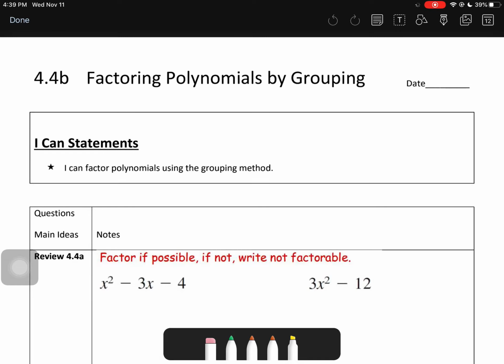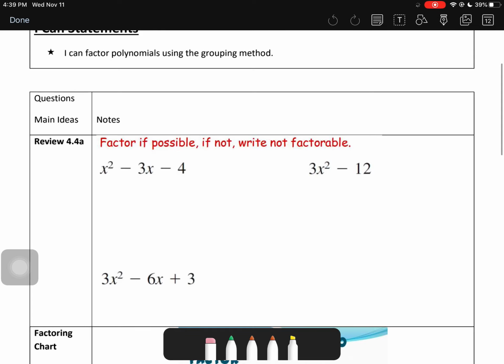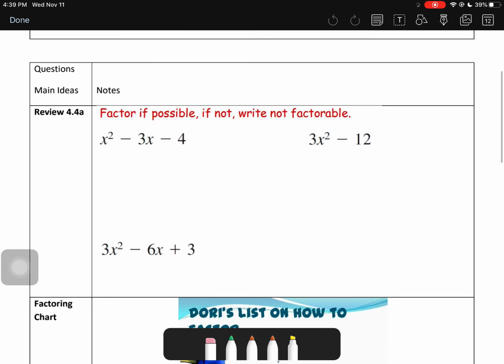In this lesson, we will be factoring by grouping. So first of all, we will review our factoring that we did in our last section. So let's take a look at problem number 1.